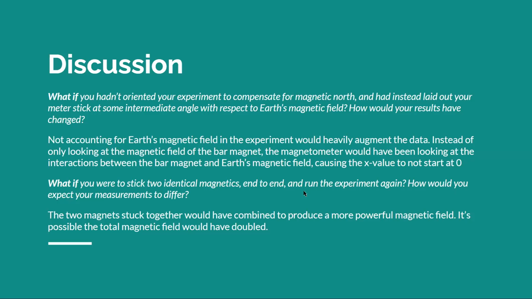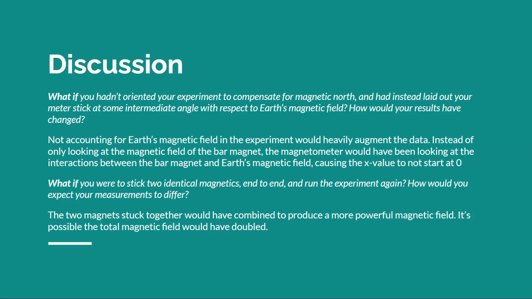So discussions, questions. What if we hadn't oriented our experiments to compensate for magnetic north and had instead laid out our meter stick at some intermediate angle with respect to Earth's magnetic field? How would your results have changed? Not accounting for Earth's magnetic field in the experiment would heavily augment the data. Instead of only looking at the magnetic field of the bar magnet, the magnetometer would have also been looking at the interaction between the bar magnet and Earth's magnetic field, causing the x value to not start at 0 and making this experiment, instead of just measuring the magnetic field of the bar magnet, measure a net magnetic field between the Earth's magnetic field and the bar magnet itself.